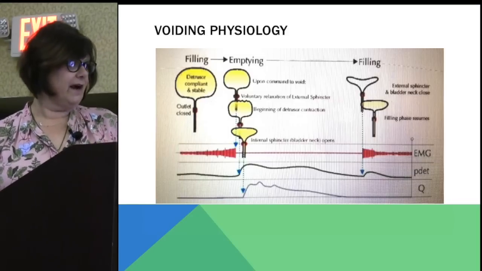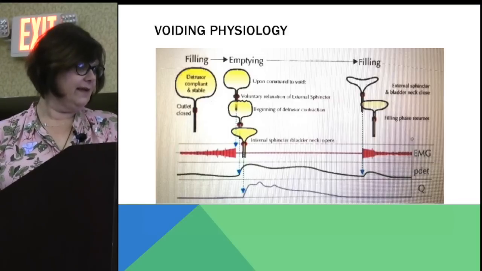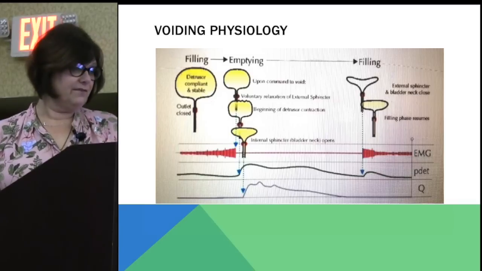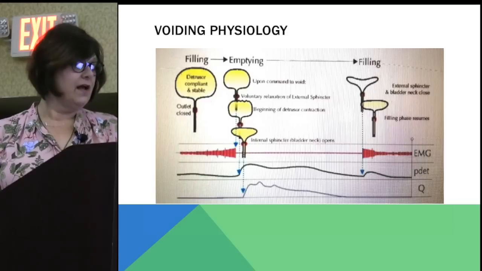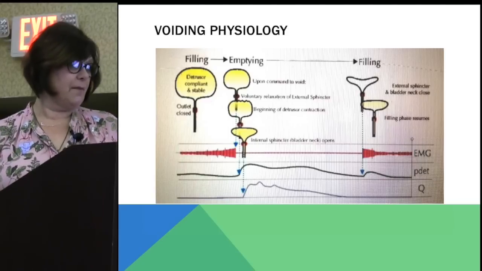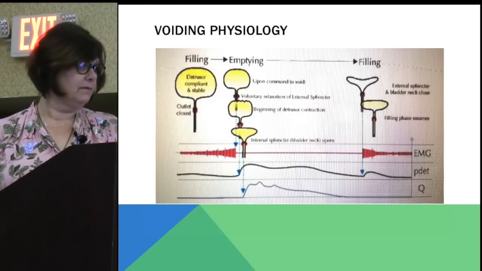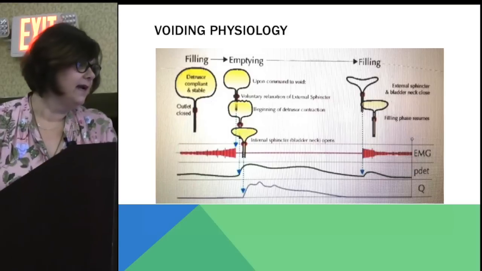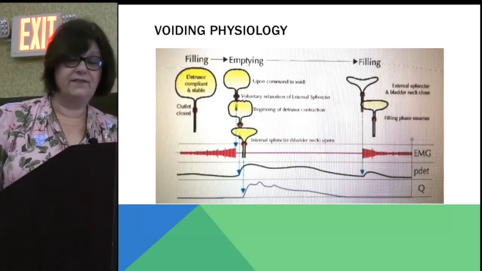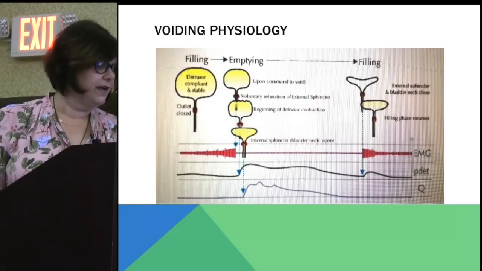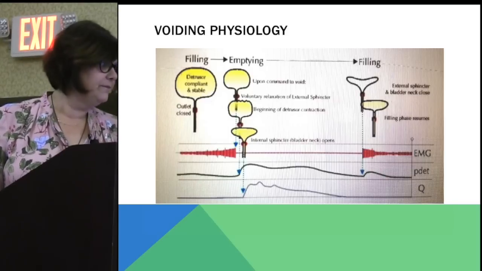And then we go to the other side of the slide and you can see the bladder is going to start filling again. We're going through our normal process of the urine filling the bladder. The pelvic floor muscles become a little tighter to remain continent, and that's a normal pattern. That's voiding physiology in a very normal way.